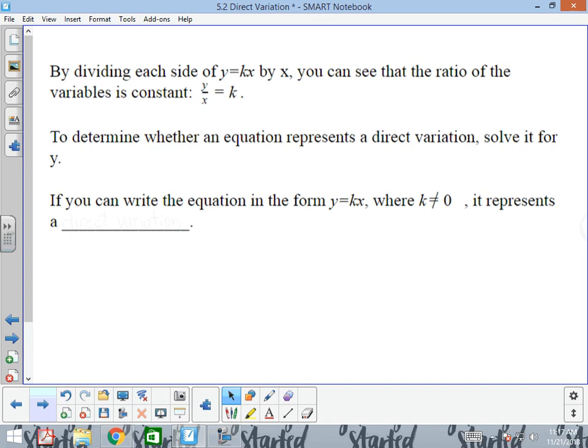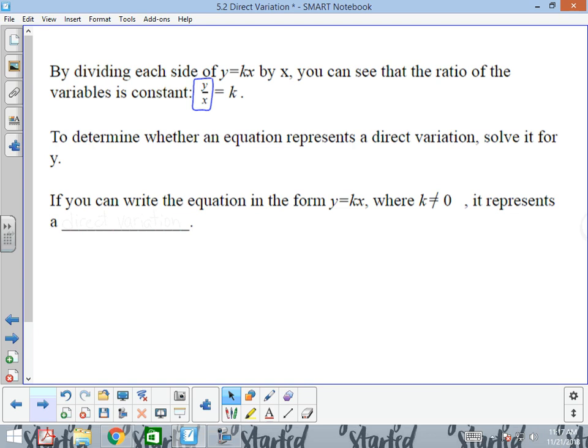By dividing each side of y equals kx by x, you can see that the ratio of the variables is a constant. So k is equal to y over x.